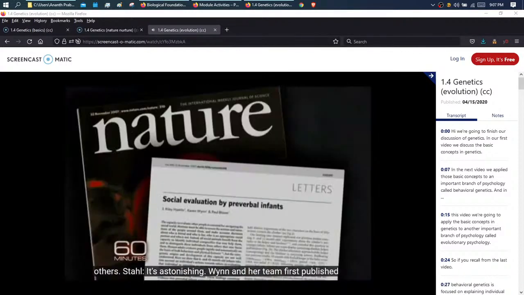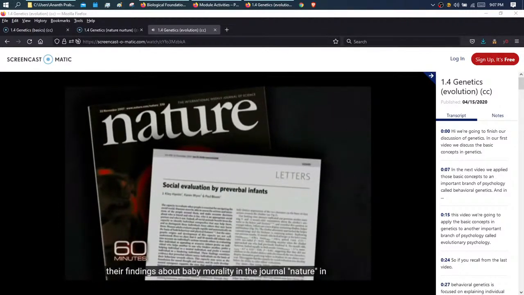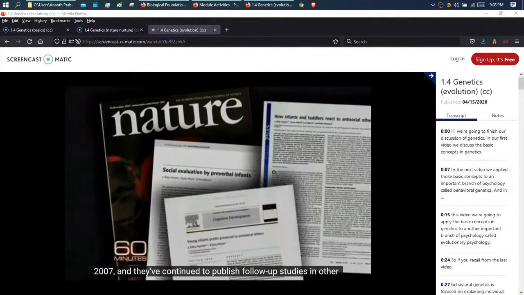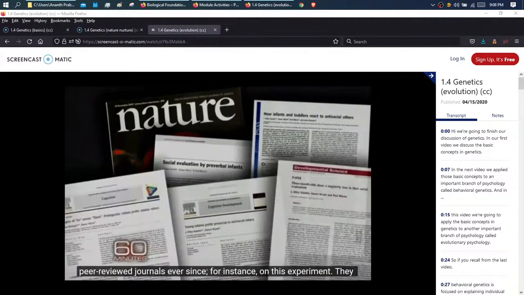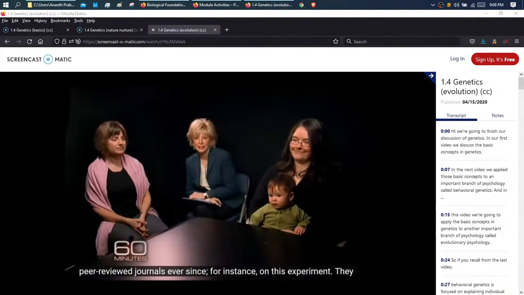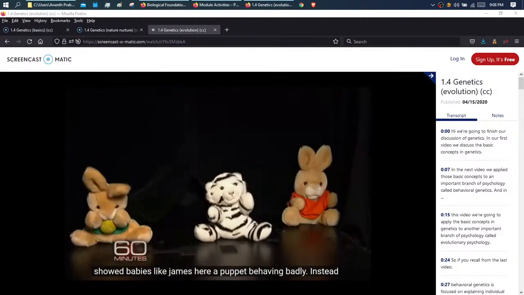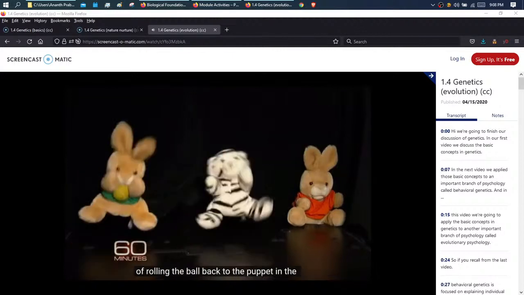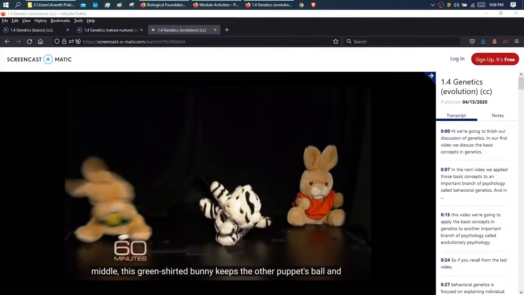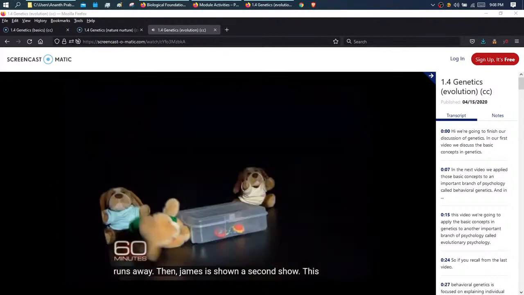It's astonishing. Wynne and her team first published their findings about baby morality in the journal Nature in 2007, and they've continued to publish follow-up studies in other peer-reviewed journals ever since. For instance, on this experiment, they showed babies like James here a puppet behaving badly. Instead of rolling the ball back to the puppet in the middle, this green-shirted bunny keeps the other puppet's ball and runs away. Then James is shown a second show.